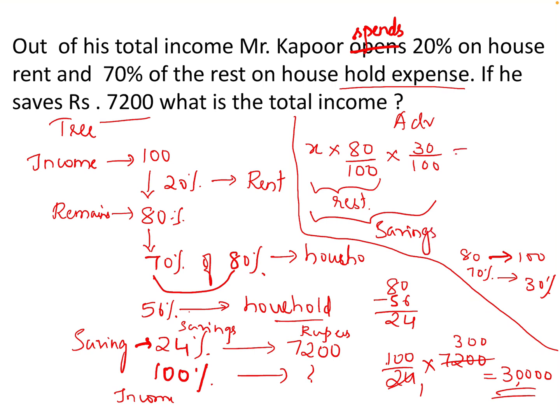Which is equal to, we know his total savings is 7,200. So after cancelling, what will remain? The zeros cancel. Then 8 3s are 24, 24 into 3. Therefore, X is equal to 300 into 100, which is 30,000. So 30,000 is his income. Hope you have understood.